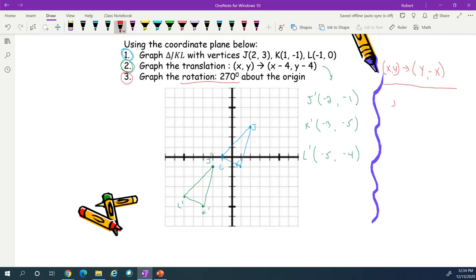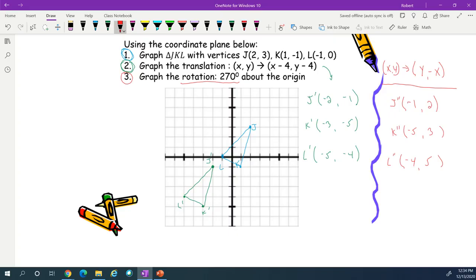All right, so let's see what we have here. J double prime: the y value comes up front, the x value goes to the back, and then change the sign. Multiply by negative 1. K double prime: again, my y value comes to the front, my x value goes to the back times negative 1. L double prime: y value to the front, x value to the back times negative 1. And now we're going to plot my points.